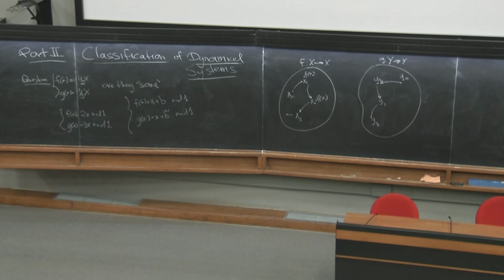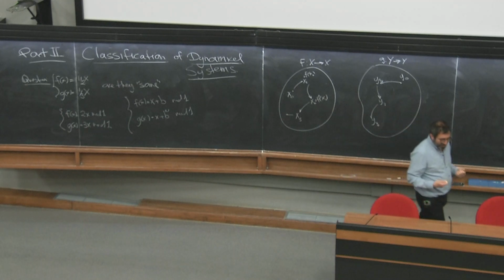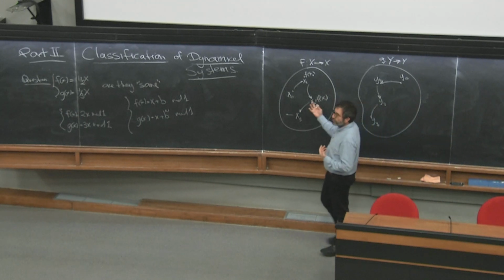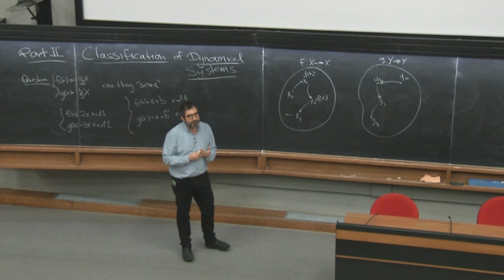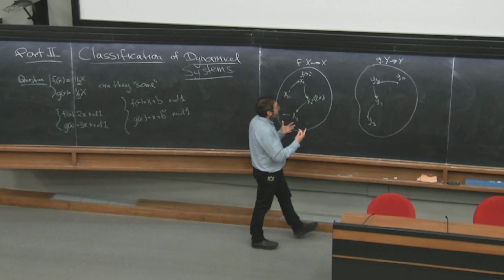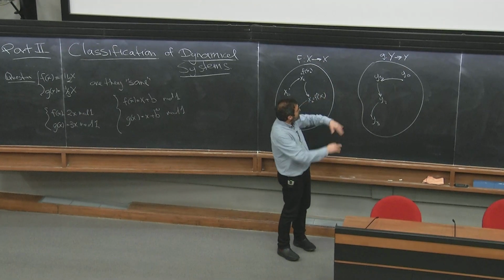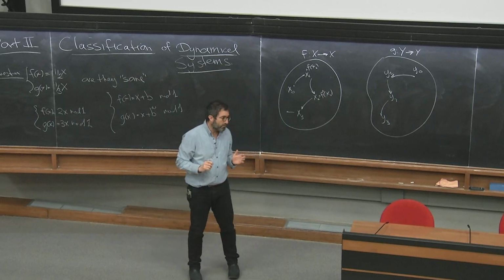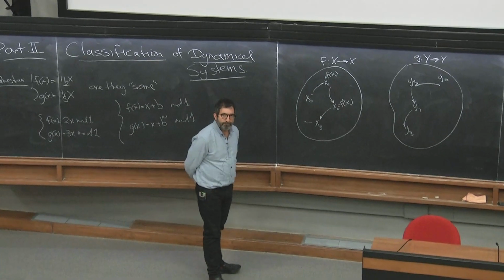So, Ruba, are you there? Yeah. What do you think? What do we mean by saying that the orbits should be the same in these two systems? There should be somehow the same orbits in some way, right? These are two different systems defined on different sets. How can we match up the orbits?